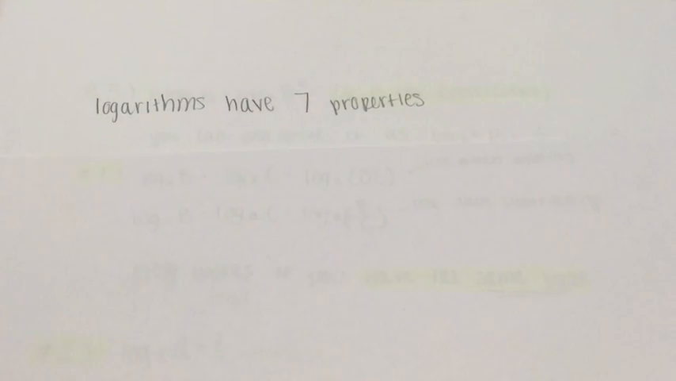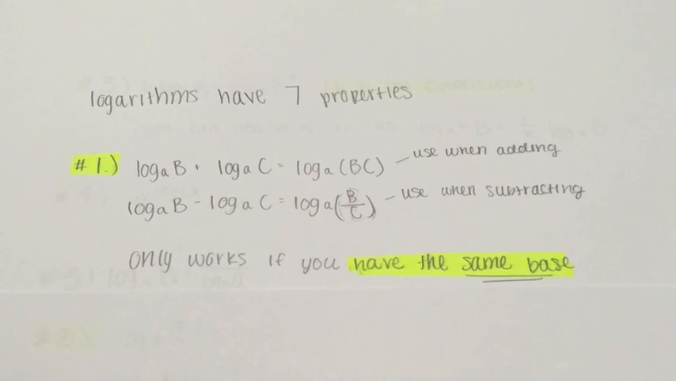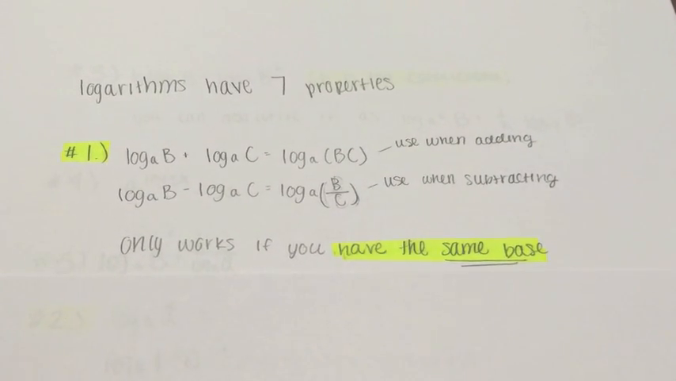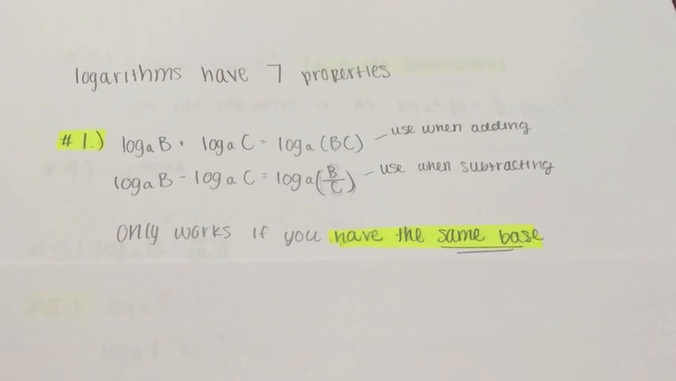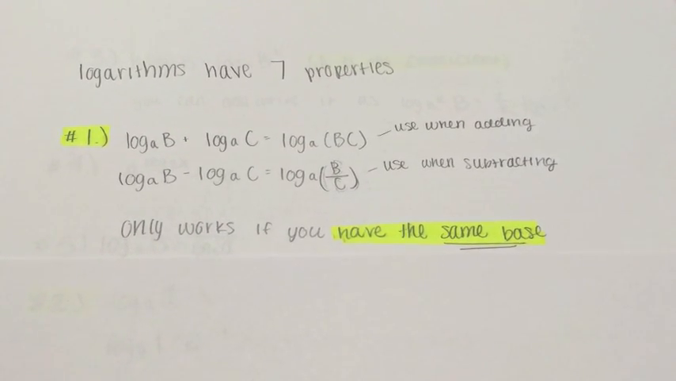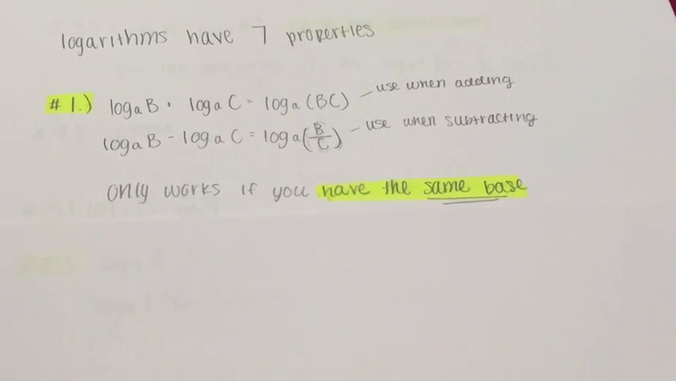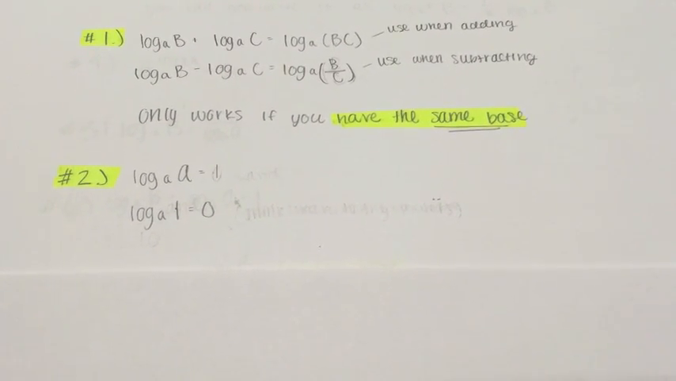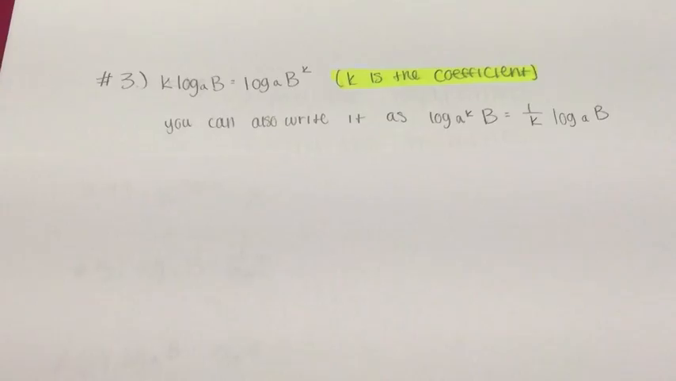Logarithms have 7 properties. The first one is log base a of b plus log base a of c equals log base a of b times c. Use this when adding. When you are subtracting, you use log base a of b minus log base a of c equals log base a of b divided by c. This only works if you have the same base. The second property is log base a of a equals 1 and log base a of 1 equals 0.